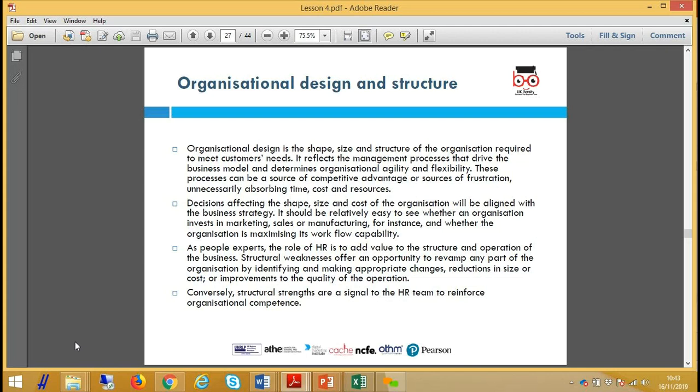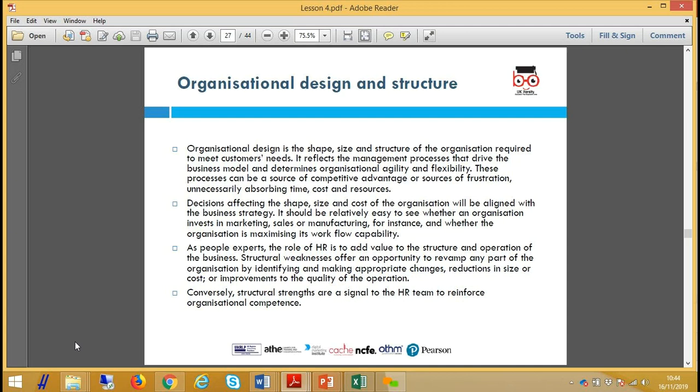OD, organizational design and structure. We will talk more about this in more detail when we look at LO5. I think I just got clarification for Rahman. We'll probably do that next week. Probably have to have the LO5 lesson next week.